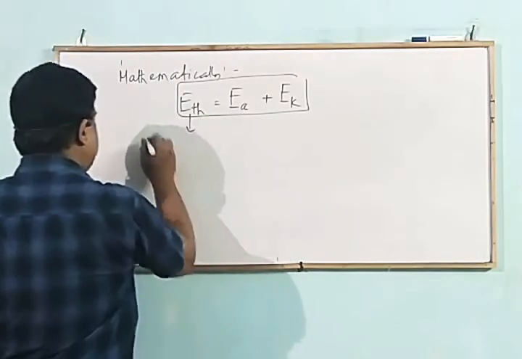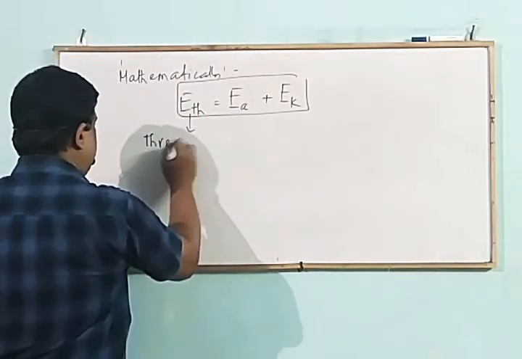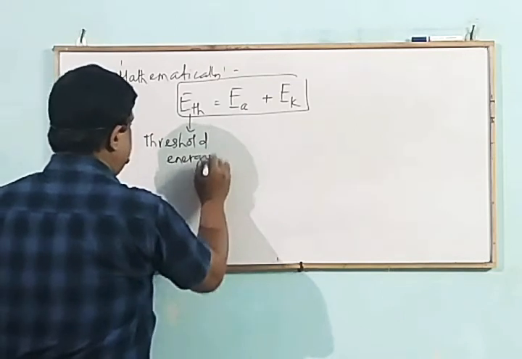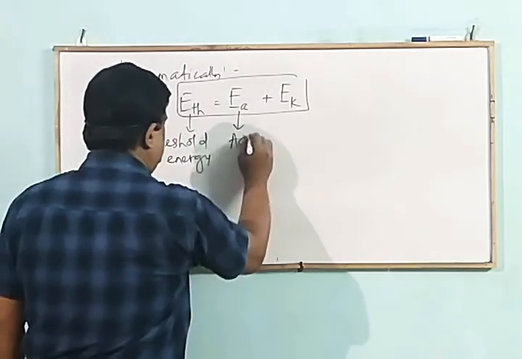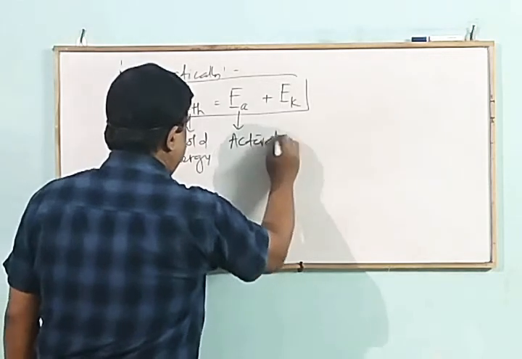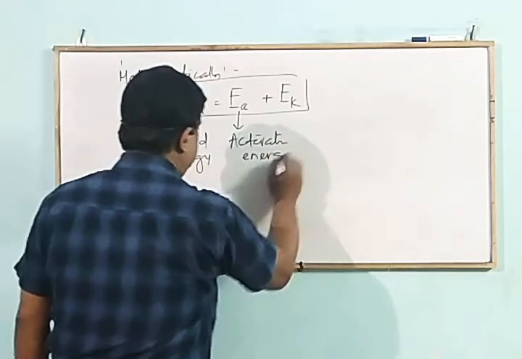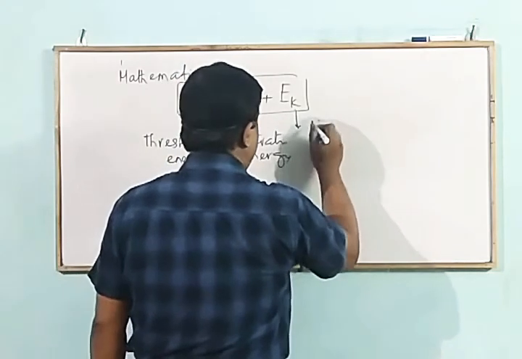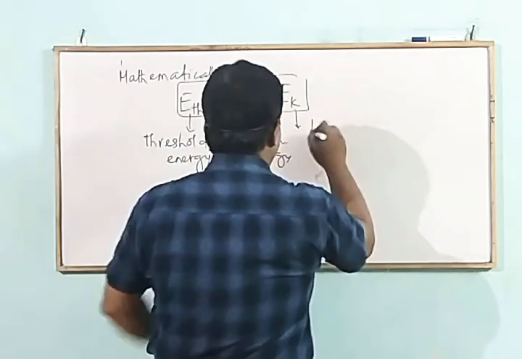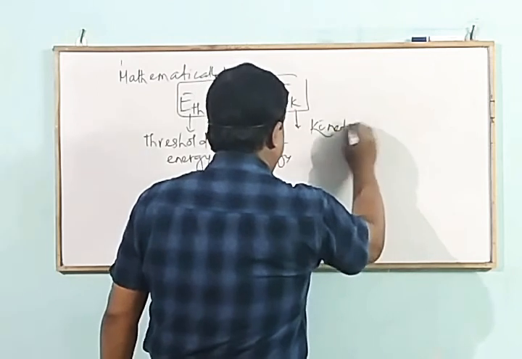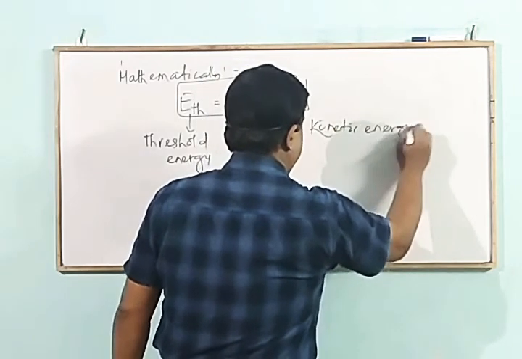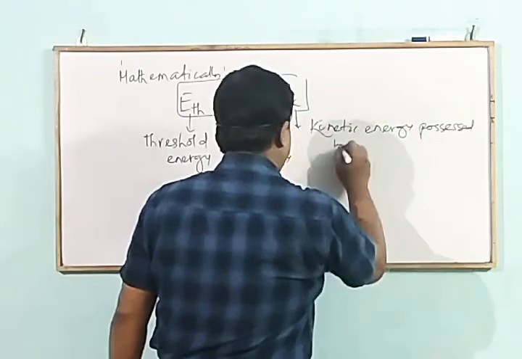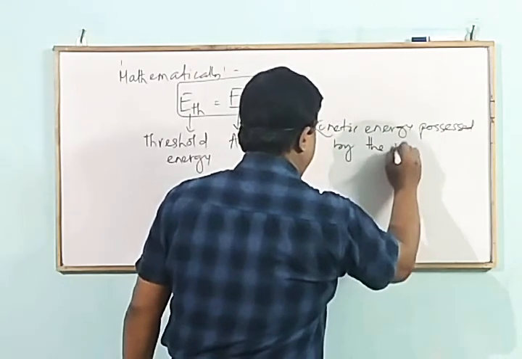This is known as threshold energy. EA is known as activation energy. EK is known as kinetic energy possessed by the reactants.